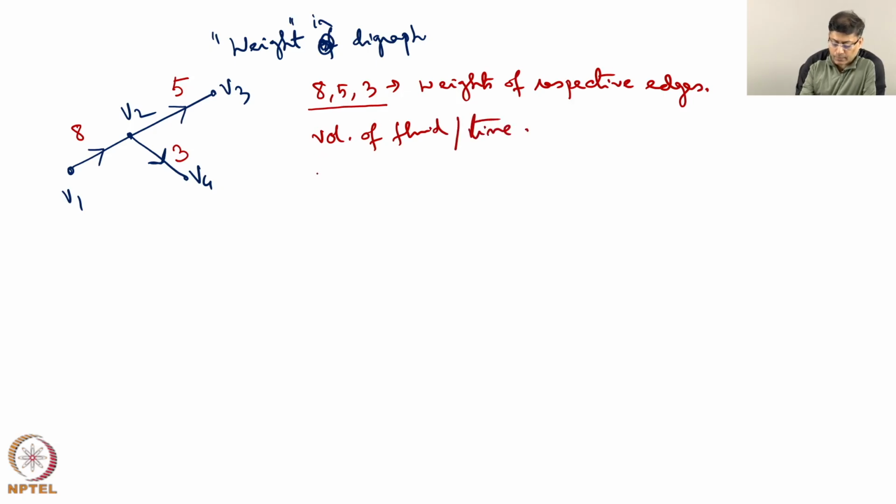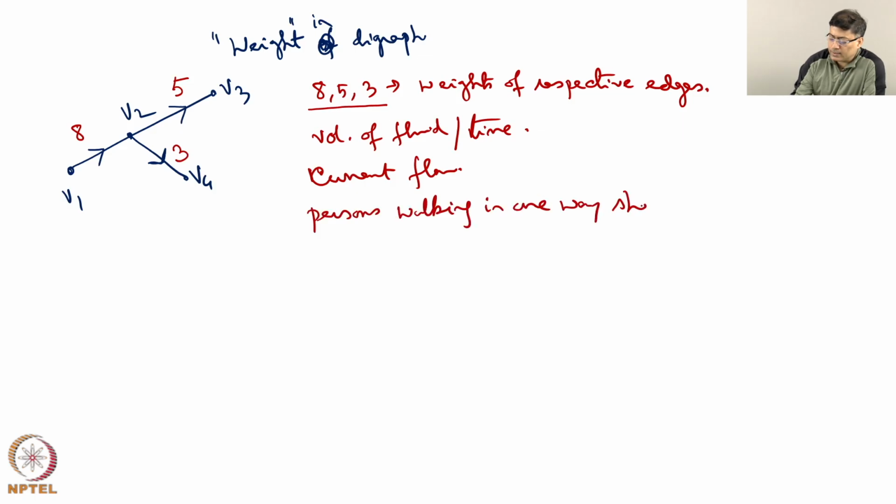It can be the volume of fluid that is flowing, or volume of fluid per unit time. It can be some unit of current flow, or it can be the number of persons walking in one way street, any number which is having a directional meaning. Weight of fluid flowing per unit time.